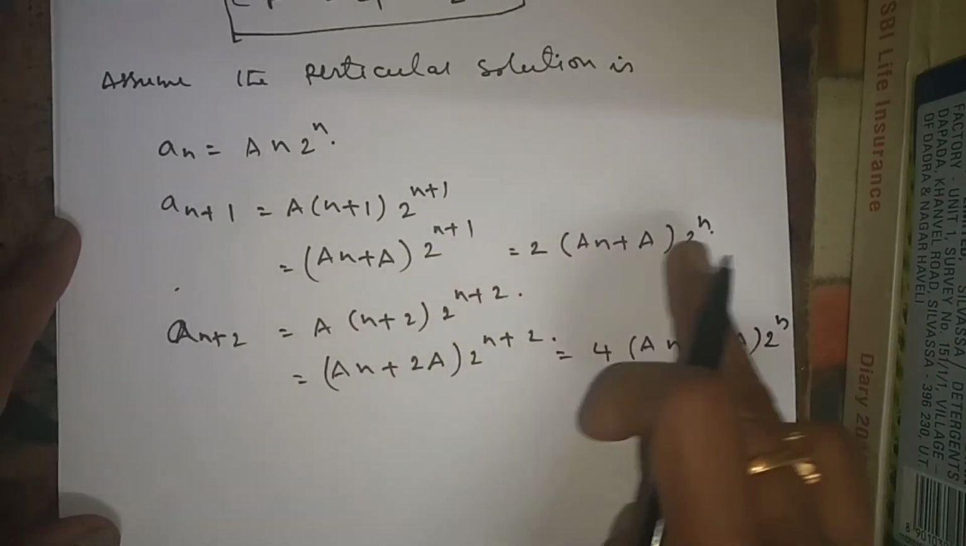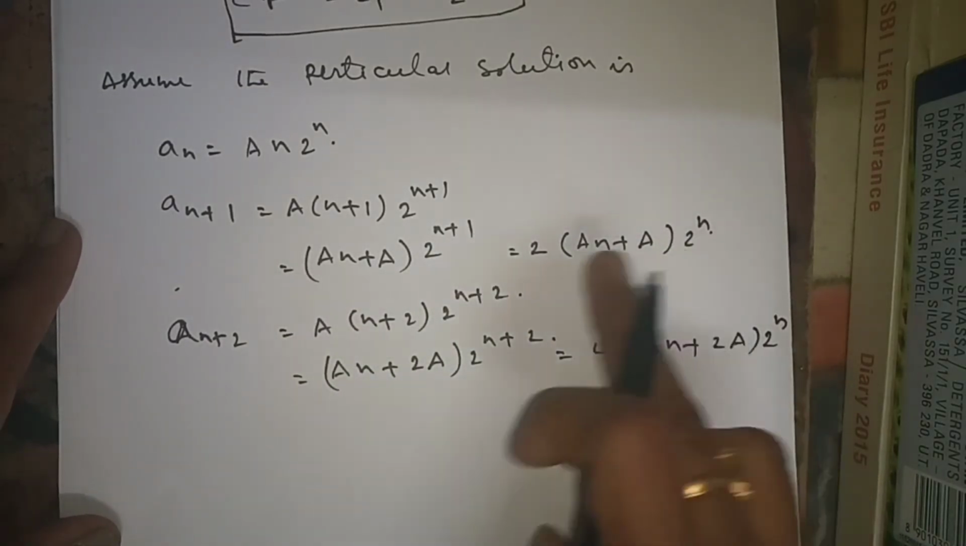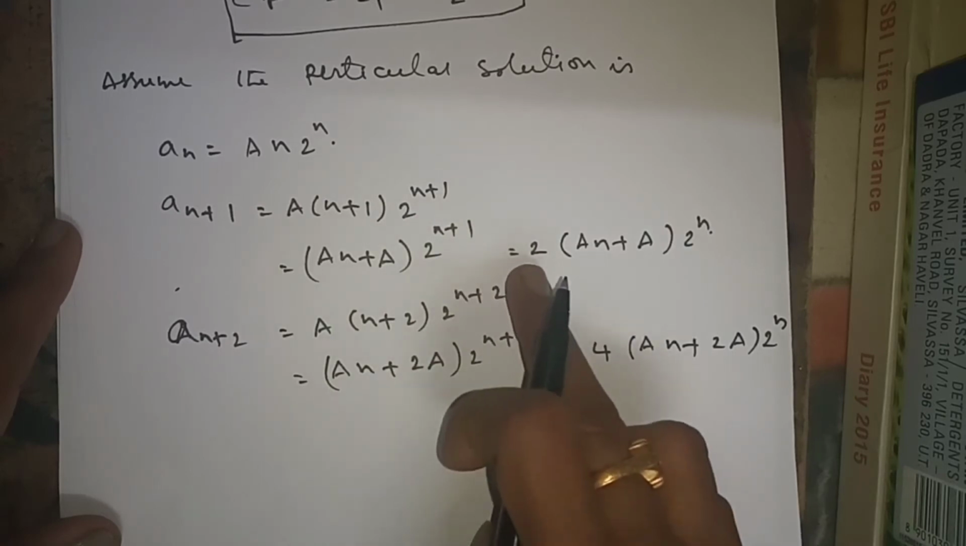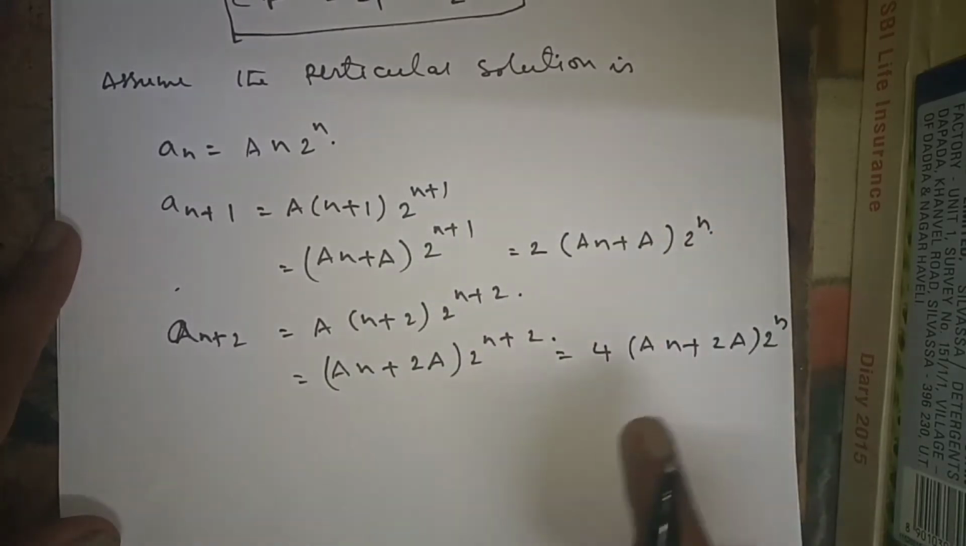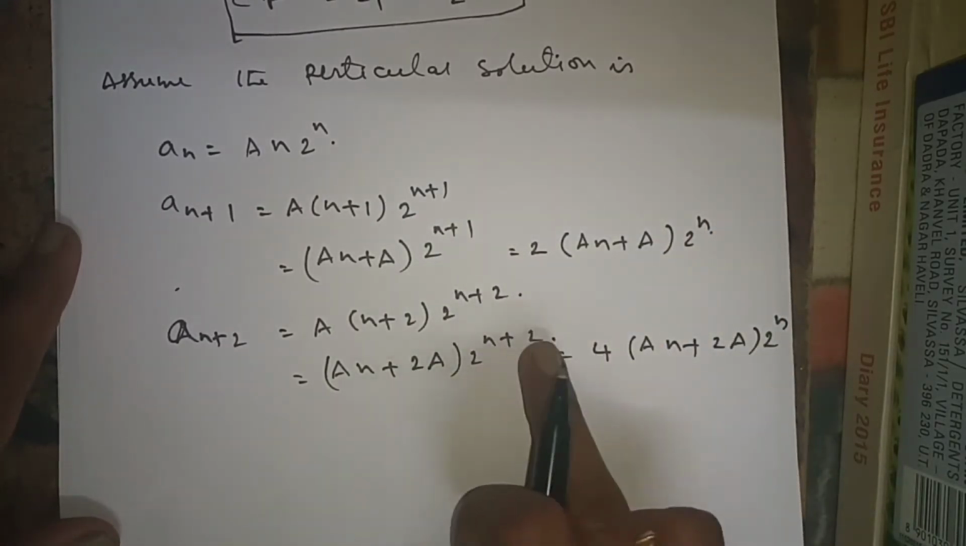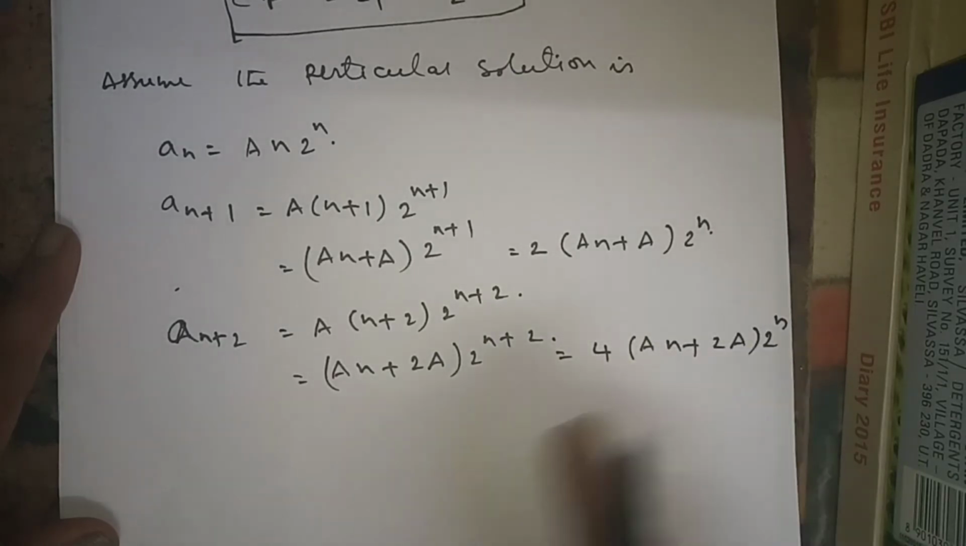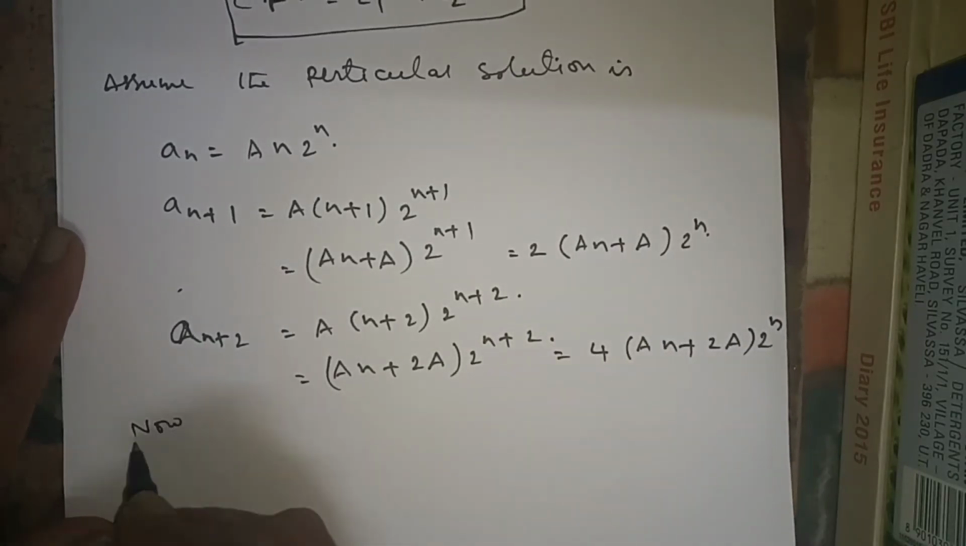a_(n+1) we can write as a to the power of n into 2, a_(n+1) is (2a) to the power of n... Now a_(n+2) we can write as 4 into (2a) to the power of n. Now what is our given problem?